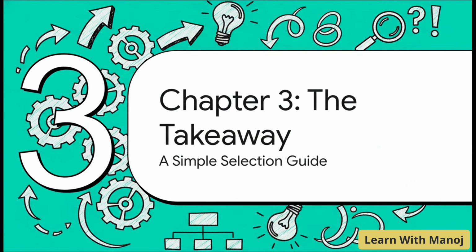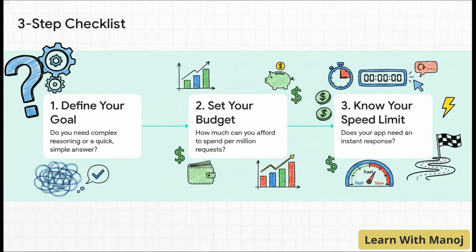So, with that idea locked in, let's move to our final chapter and see how this all comes together into a practical takeaway. I'm going to give you a simple guide you can use for your own projects, like today. Here it is, a simple three-step checklist. First, define your goal. Are you looking for a creative partner that can do complex reasoning, or do you just need a super fast assistant for simple answers? Second, set your budget. AI costs can scale up really fast, so you've got to know what you can afford per interaction, especially when you start talking about millions of them.